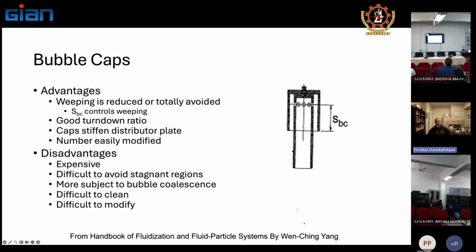These are bubble caps, which are in this fashion. The air goes through this tube, and then it's impacted and comes out through here, and as it comes out, it is able to fluidize the particles. Okay, it is of course more effective, but also more expensive and also causes higher pressure drop.